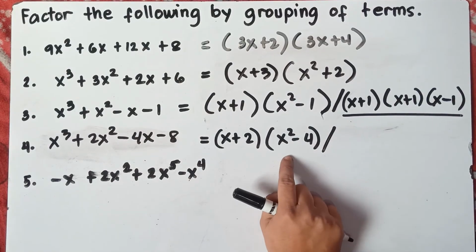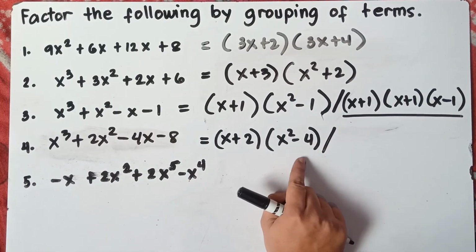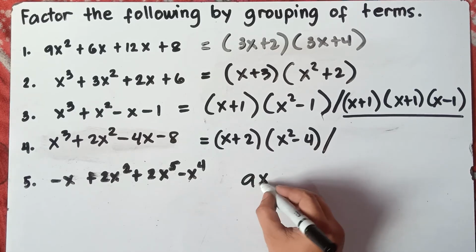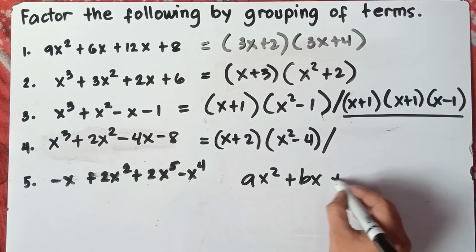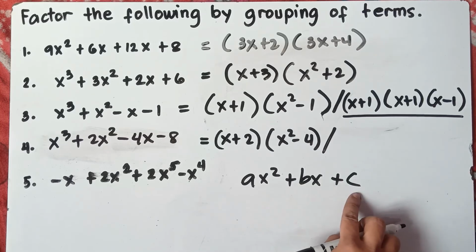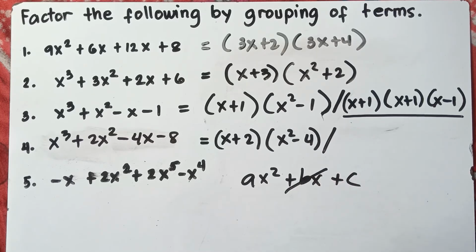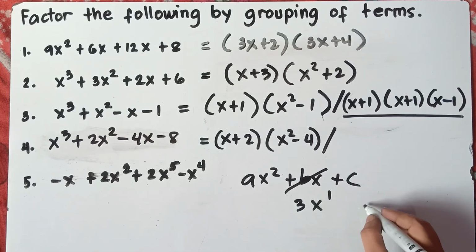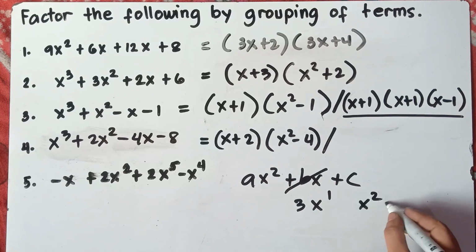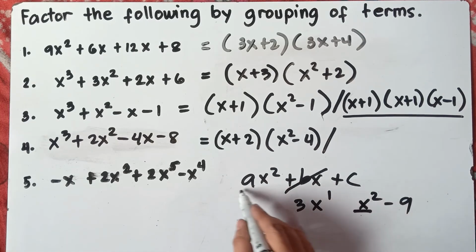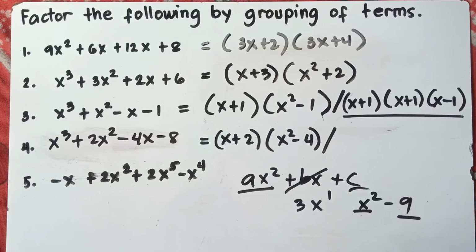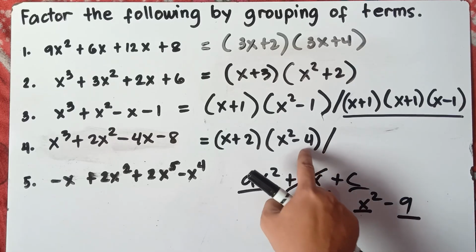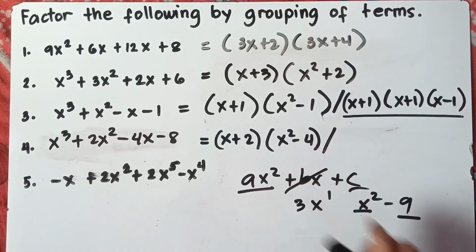Because this one, class, x squared minus 4, we can still simplify this one. Once again, ax squared plus bx plus c. If you don't have the value of your linear term, a number together with a variable x with exponent of 1, you only have x squared minus 9. You only have the quadratic term and then the constant, the number. So you can still factor this out if the constant is a perfect square. Now, 4 is a perfect square, class.